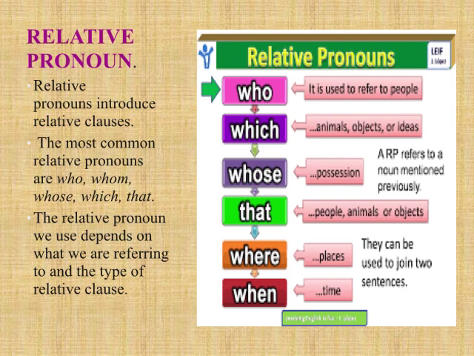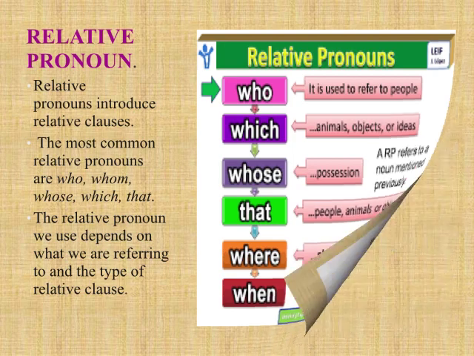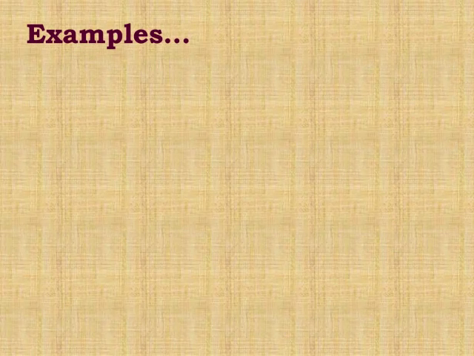In relative pronouns, who is used to refer to people, which for animals, objects or ideas, whose for possession, that for people, animals or objects, where for places and when for time. Now, a relative pronoun refers to a noun mentioned previously. They can be used to join the sentences. Let us understand this through examples.